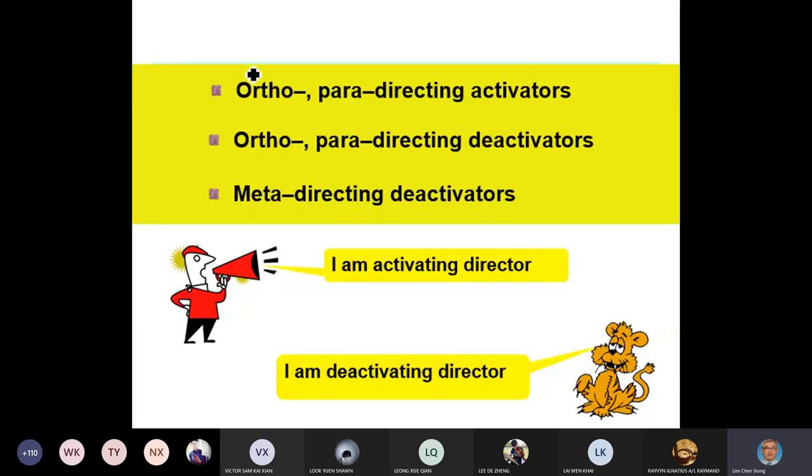So now, as a revision, we have the ortho-para directing activator. Next, we have the ortho-para directing deactivator, followed by the meta directing deactivator. These three groups you must remember. I will ask you.